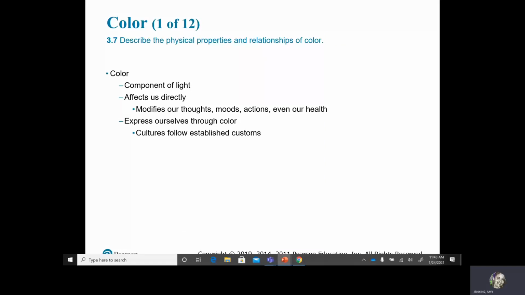Color is a component of light. It affects us directly. It modifies our thoughts, our moods, our actions, even our health. We express ourselves through color. Cultures follow established customs.